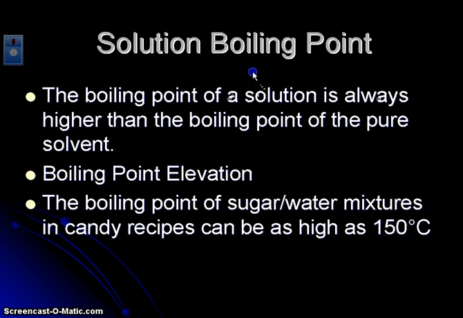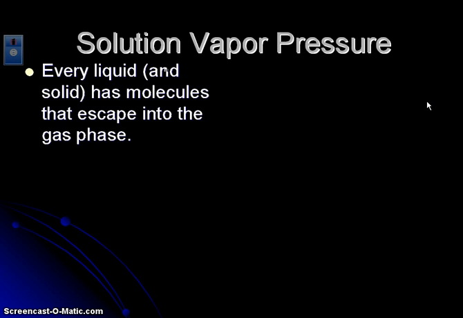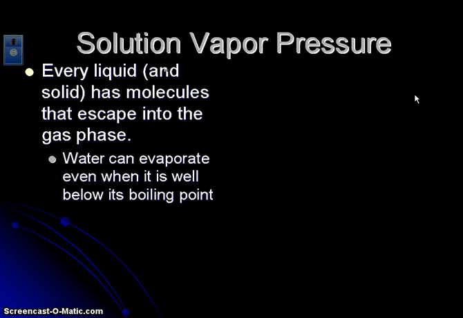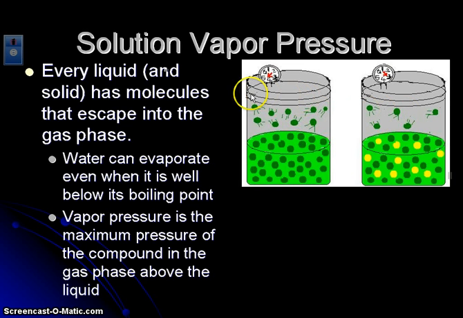The other property that we want to talk about is solution vapor pressure. Every liquid, and even solids, have molecules that escape into the gas phase. If you have a puddle of water, there are molecules of water in the gas phase just above the surface of the puddle. Water can evaporate even when it is well below its boiling point. Vapor pressure is the maximum pressure of the compound in the gas phase above that liquid. We can measure that amount of pressure generated in a sealed container. So if you look, here is my sealed container with the little gas particles above the surface of the liquid.